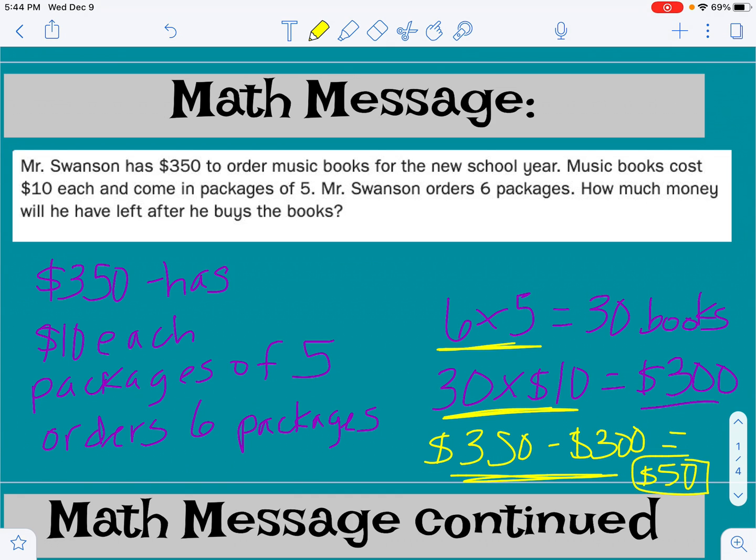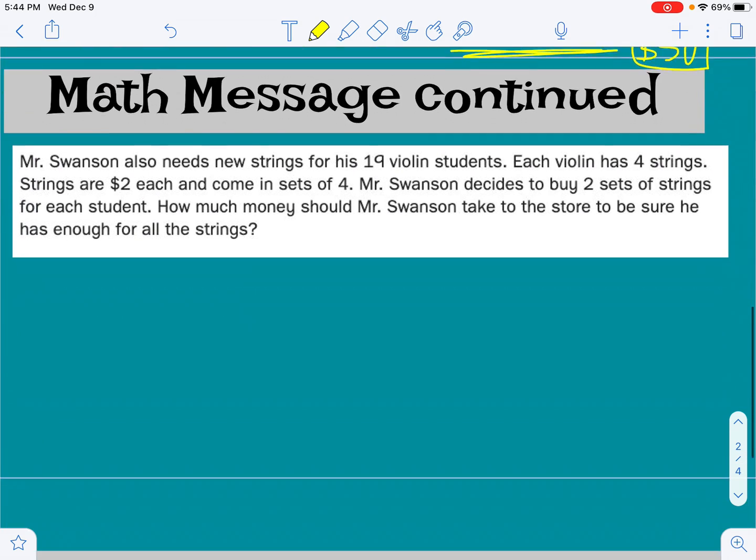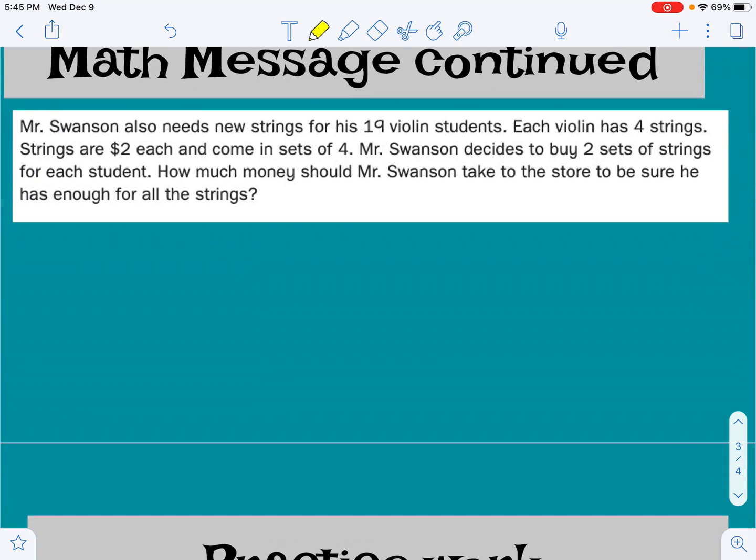Okay, when you're doing these number stories today, be thinking about how you can write out those number models to get to your answer. All right, let's look at a different one.